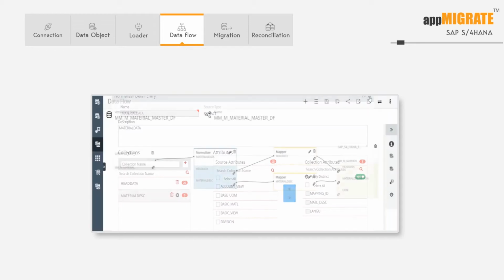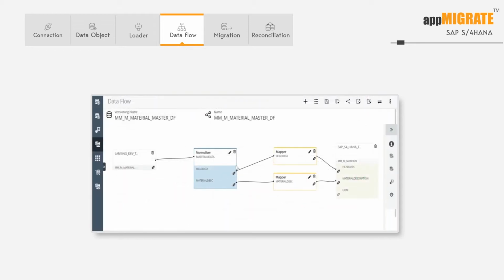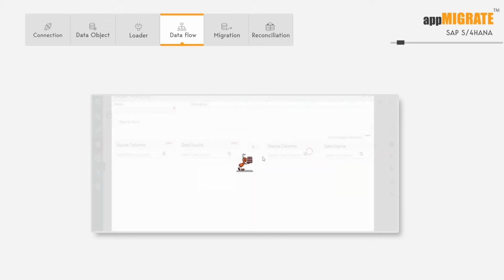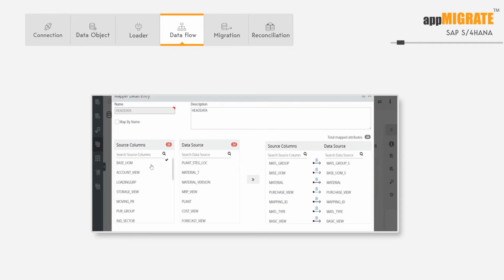So once it's converted as two different collections, the collections are mapped to the datasets of the loader. All the column mappings are defined in the mapper. For example, here we can see the source columns of the data object and the data source, which lists all the loader attributes. On the right side, we can see all the mapped columns.